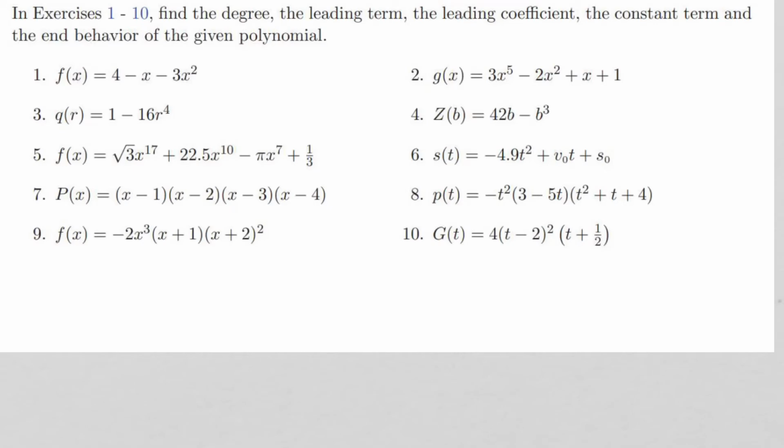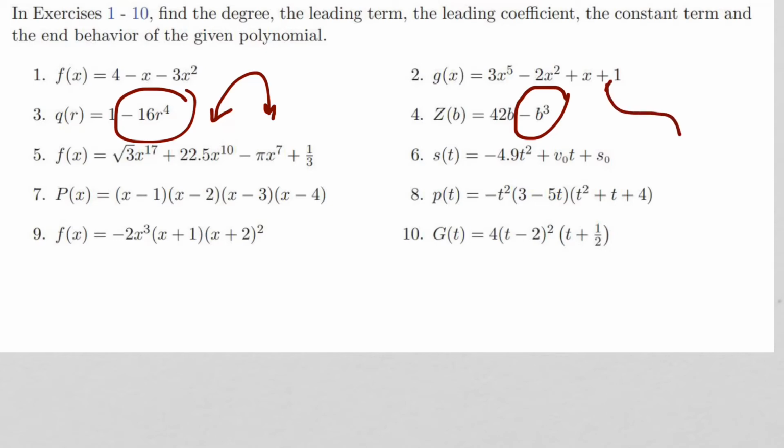Okay, so we'll go quickly through a few of these. Let's look at number 3. This is my leading term here. I've got a negative coefficient and an even power. So that's going to be down, down. All right, and then I look at number 4. My leading term is this one. It's got a negative leading coefficient and an odd highest power. So that means it's going to be up, down.